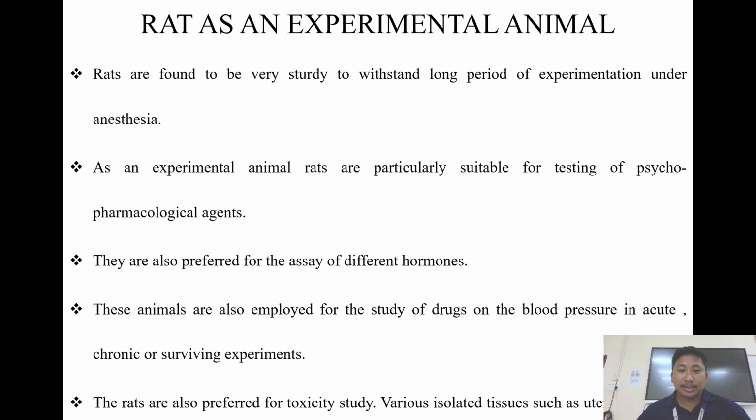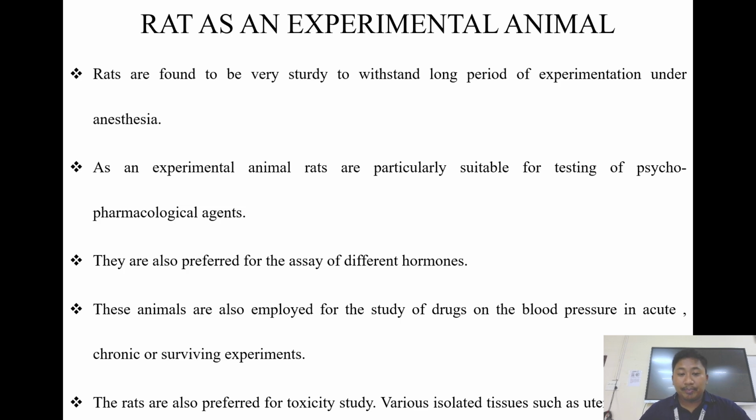Second, as experimental animals, rats are particularly suitable for testing psychopharmacological agents. Rats are also used for screening drugs which focus on the mind or state of mind. Rats are also preferred for assay of different hormones, and we know how important hormones are in our body. They may be local hormones or general hormones, but they always help maintain body homeostasis and the function of our endocrine and exocrine glands.